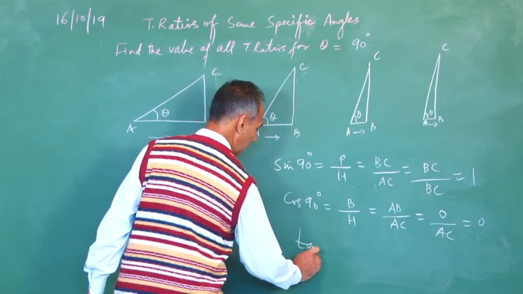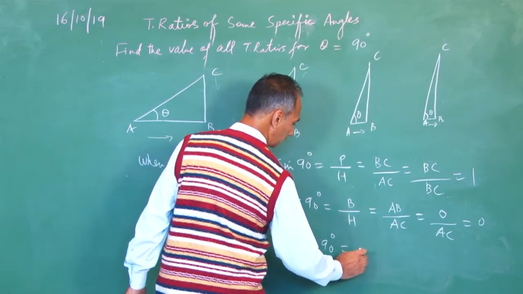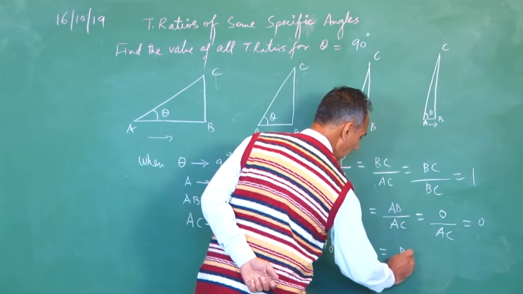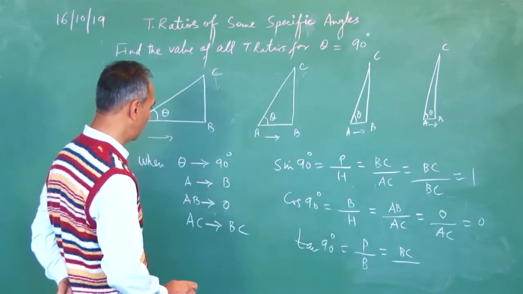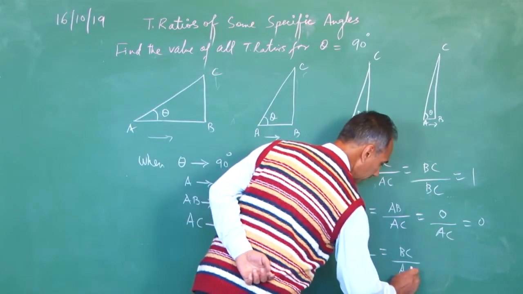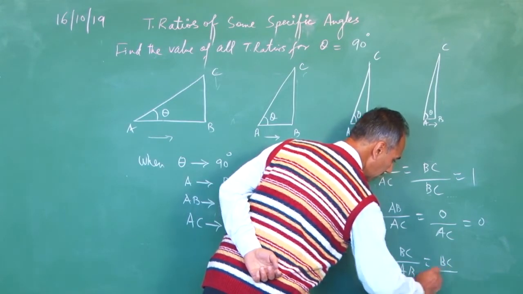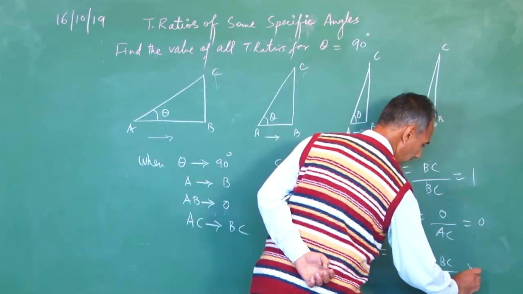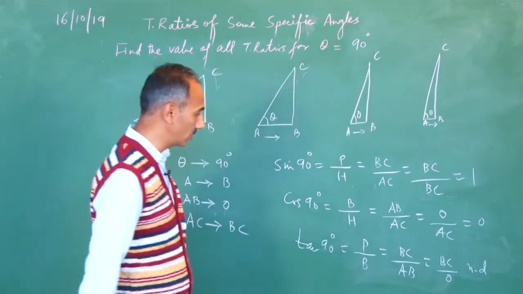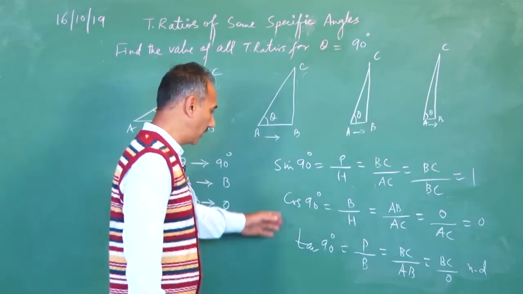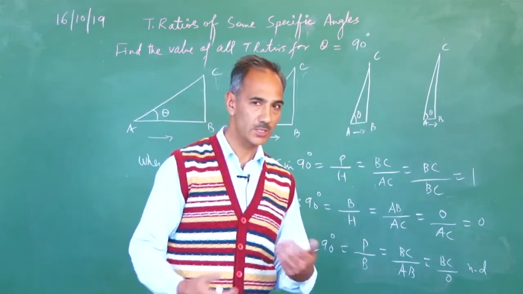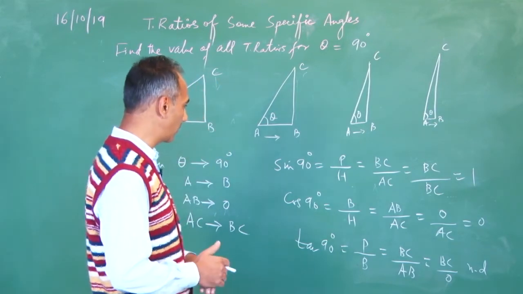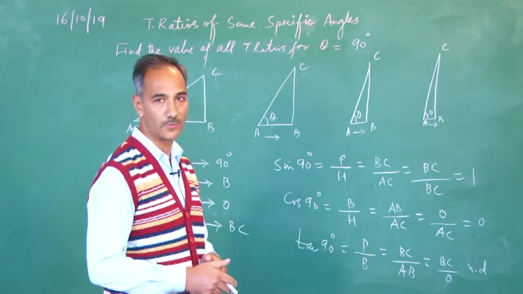Then we have tan of 90. Tan is perpendicular upon base. My perpendicular is BC, upon base, base is AB. This is BC upon AB, AB approaches 0. This is not defined. We can't divide by 0. We say it's not defined. So three T ratios only we listed, because the remaining three you could do taking help of the reciprocal results. Cosec could be taken from sine, secant from cos, and cot from tan.